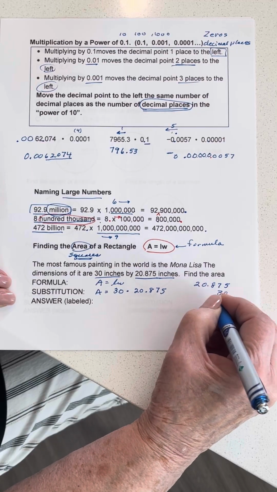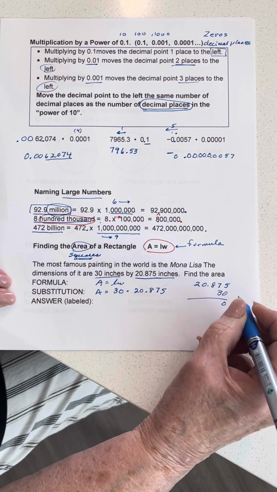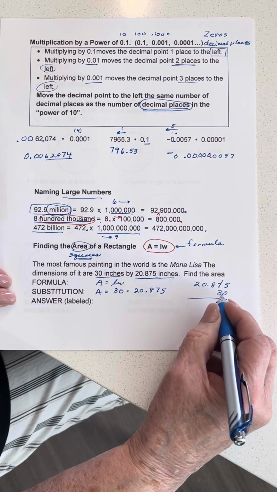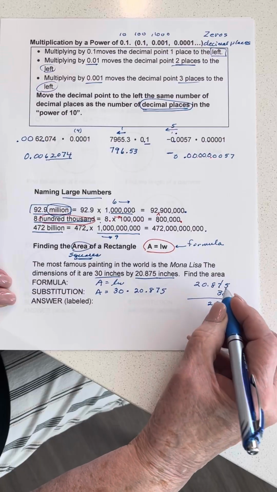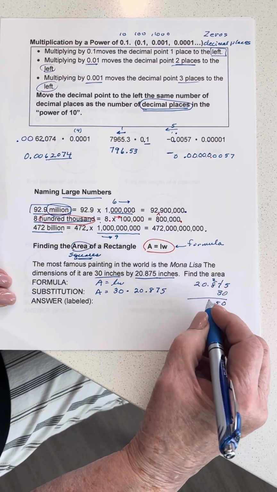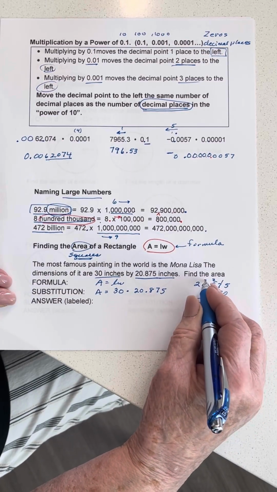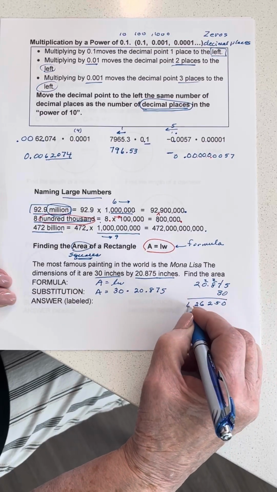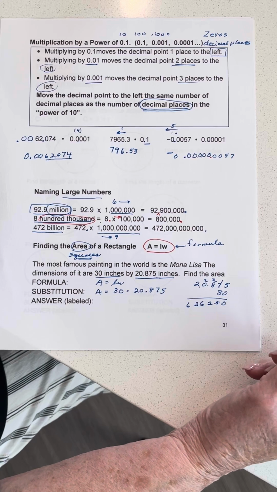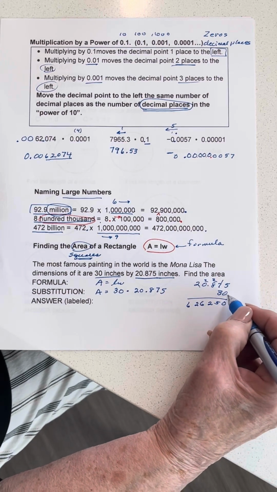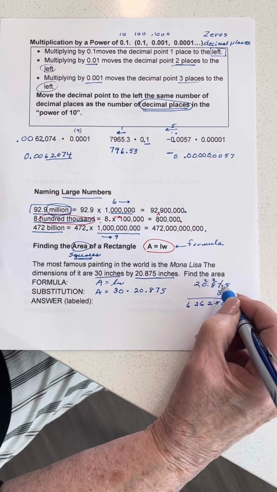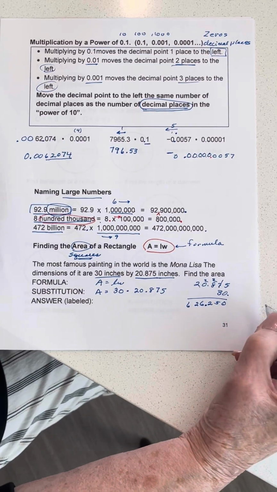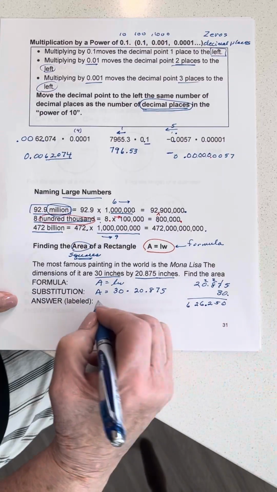times 30. So we'll have 3 times 5 is 15, carry your 1, 21, 22, 24, 25, 26, 0, and 2, and 3 times 2 would be 6. Now, how many decimal places do we have in our problem? Well, we don't have any in the 30, but we have 1, 2, 3. So we need 1, 2, 3 in our answer. And we want to label that.